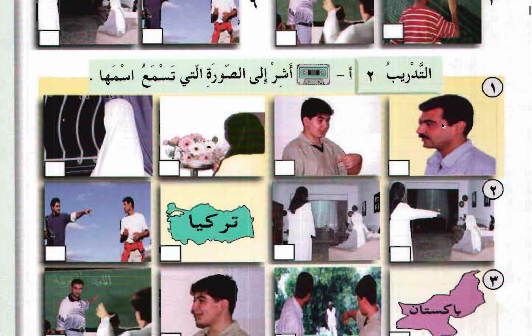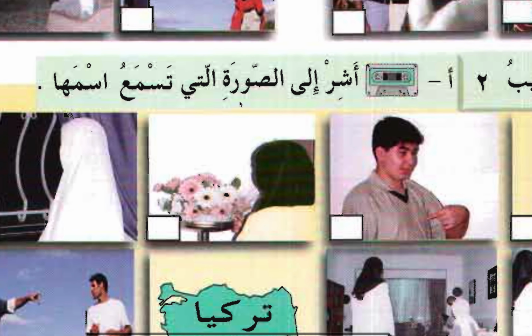So here we have another heading, and I think this is where we'll cap it off. At-tadrib, right? And then this is the number 2. So this is the second exercise. At-tadrib al-thani, right? So second exercise. And then we have Ashir ila surati allati tasma'u ismaha. So let's kind of break this down, because these are a lot of new words as well.